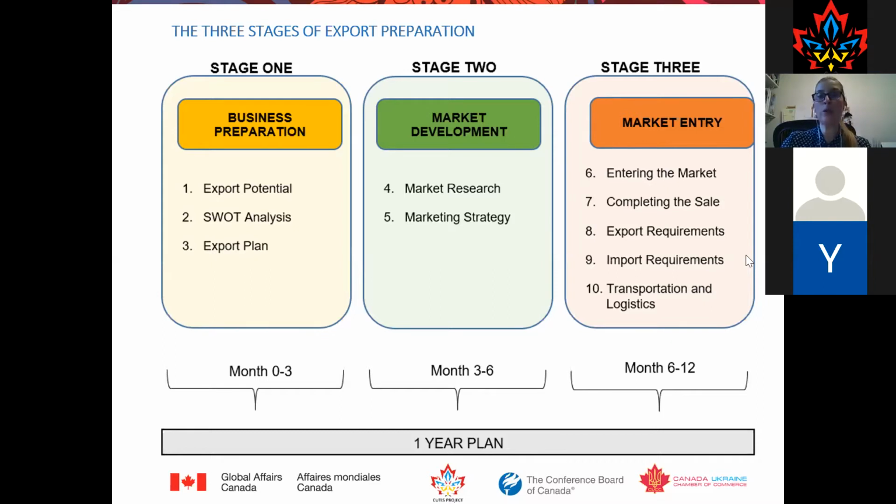Basically today we're going to focus on stage 2, and tomorrow we're going to focus on stage 3 regarding all our hands-on, as I said, and different experience of SMEs.